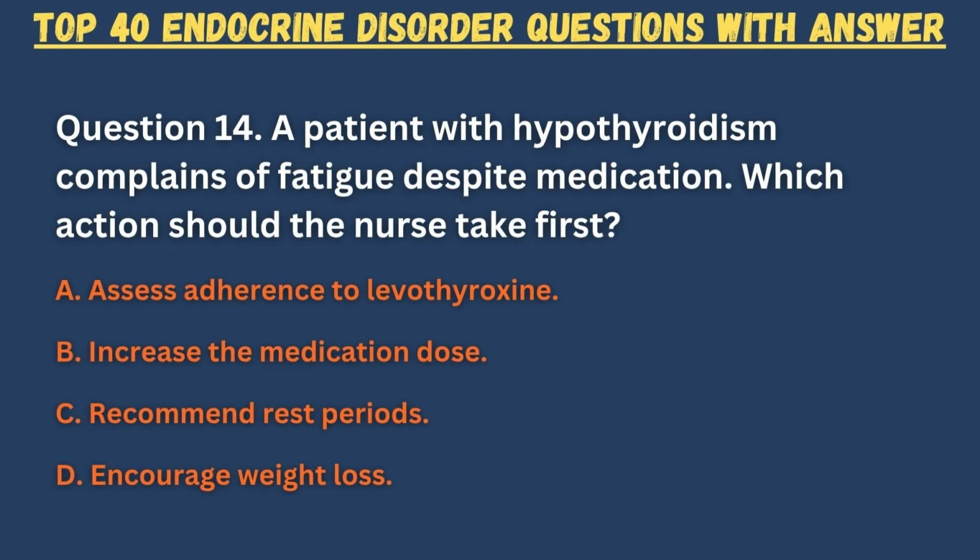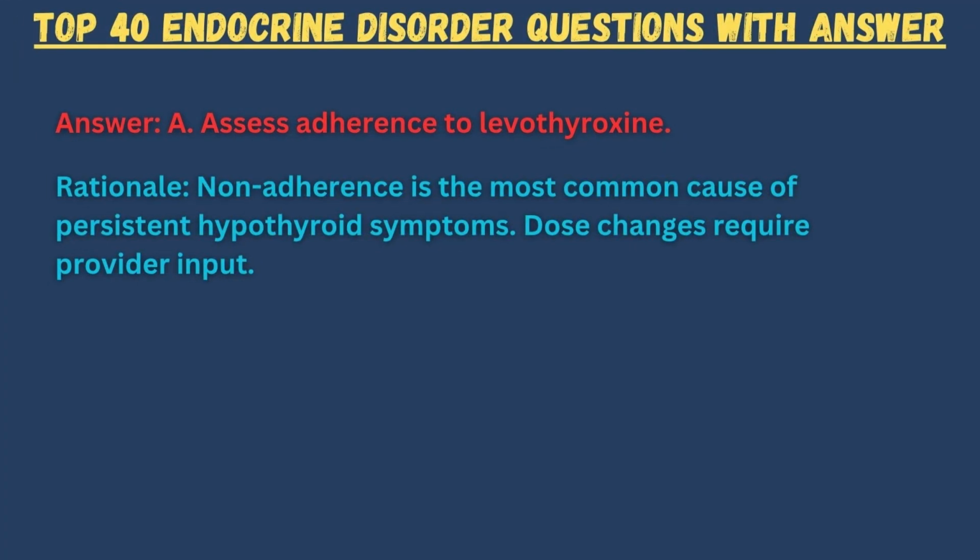A patient with hypothyroidism complains of fatigue despite medication. Which action should the nurse take first? A. Assess adherence to levothyroxine. B. Increase the medication dose. C. Recommend rest periods. D. Encourage weight loss. Answer: A. Assess adherence to levothyroxine. Rationale: Non-adherence is the most common cause of persistent hypothyroid symptoms. Dose changes require provider input.